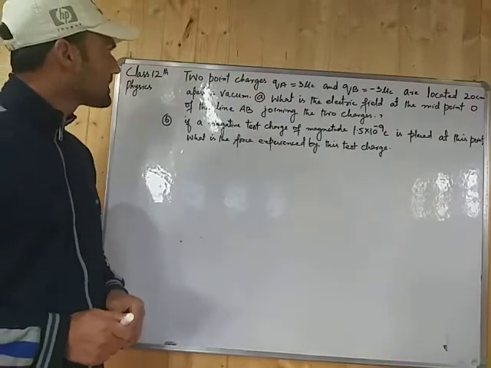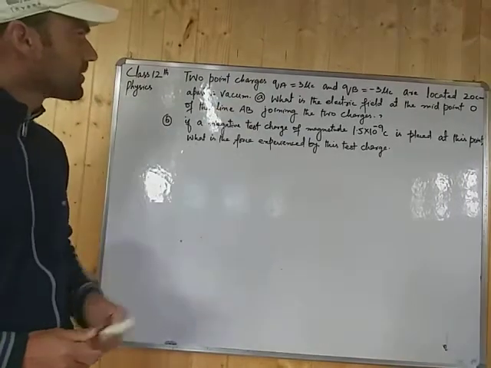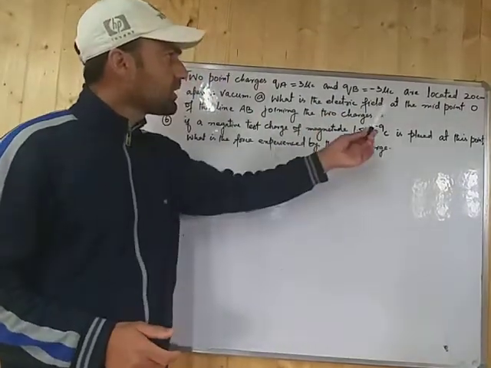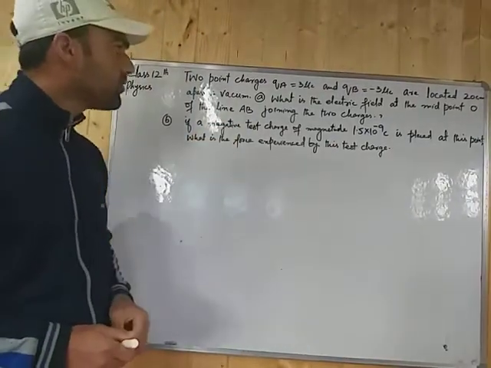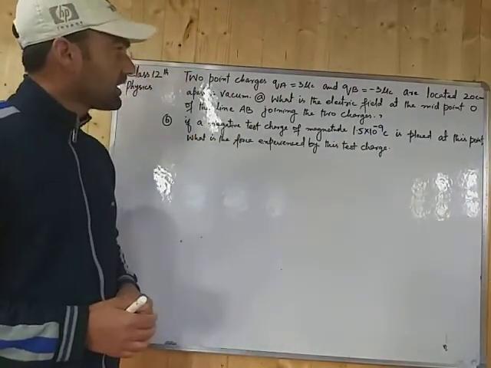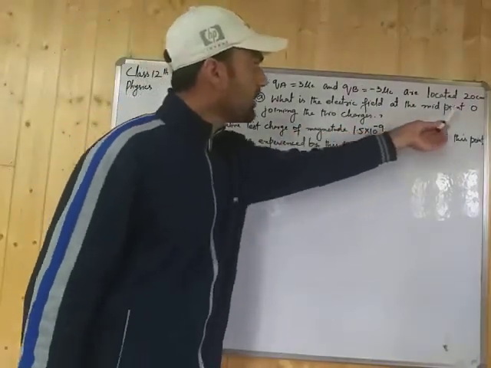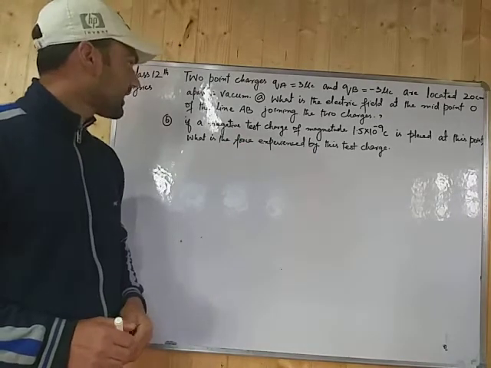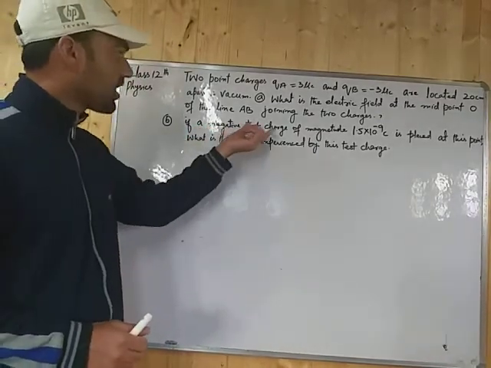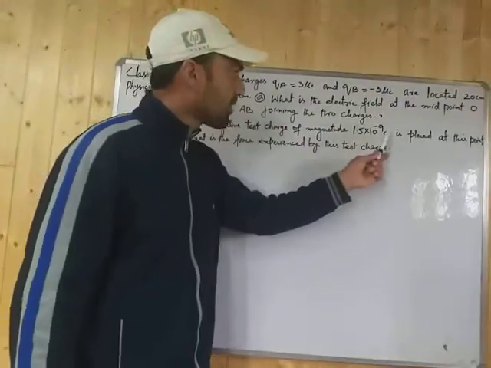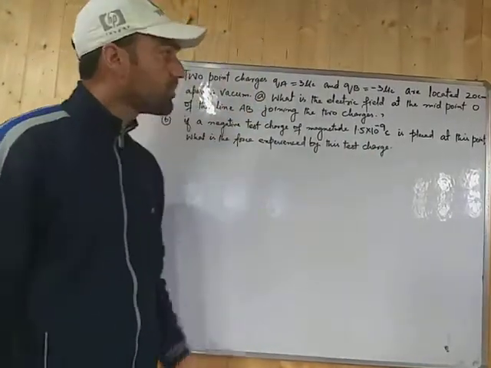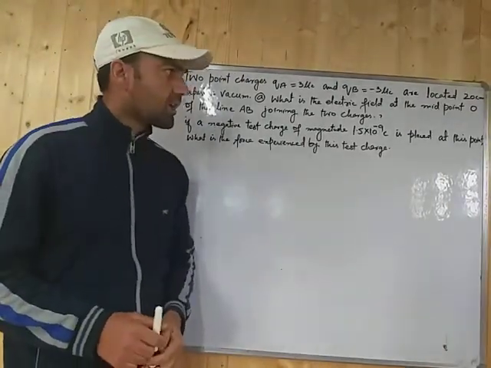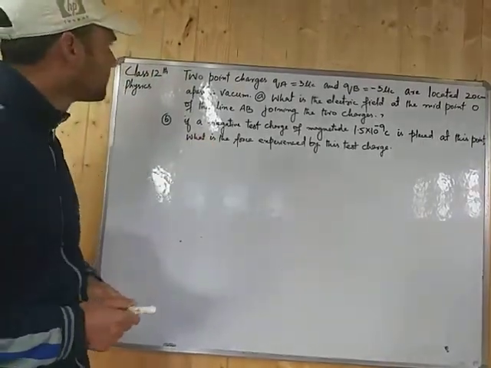The very first numerical is: two point charges, QA equal to 3 microcoulombs and QB equal to minus 3 microcoulombs, are located 20 centimeters apart in vacuum. First of all, we have to calculate the electric field at the midpoint O of the line joining the two charges. Second, if a negative test charge of magnitude 1.5 into 10 to the power minus 9 coulombs is placed at the midpoint, what is the force experienced by this test charge? So we will solve one by one.